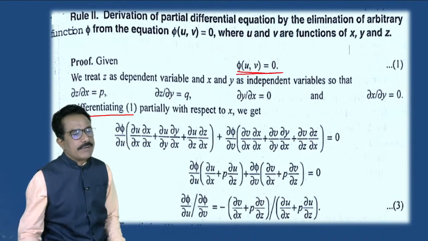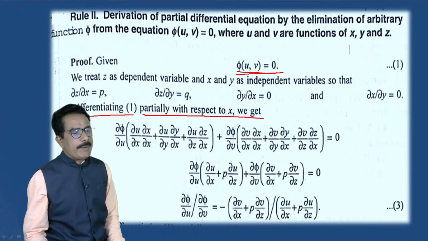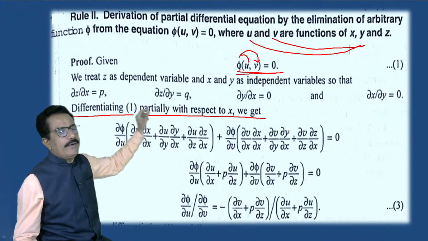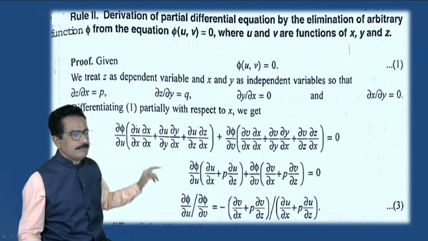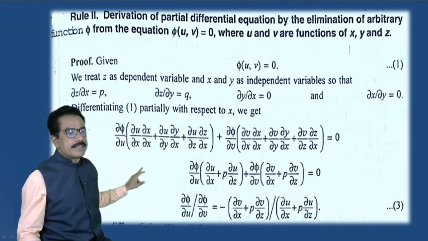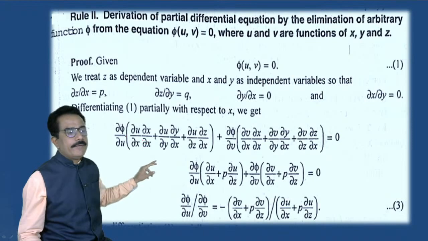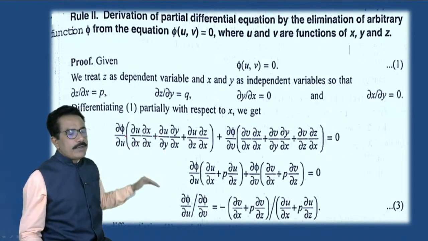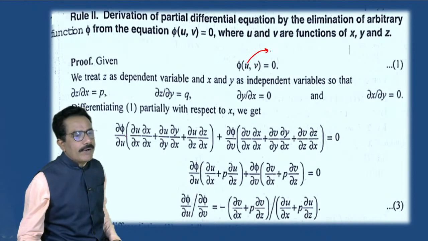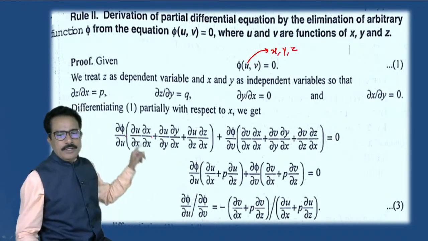If we differentiate this equation 1 partially with respect to x, because phi is a function of u and v, and again u and v are functions of x, y, z, so we have to partially differentiate phi of u comma v equals 0: dou phi by dou u into dou u by dou x into dou x by dou x, because u is a function of x, plus dou u by dou y into dou y by dou x, because u is a function of x comma y comma z.